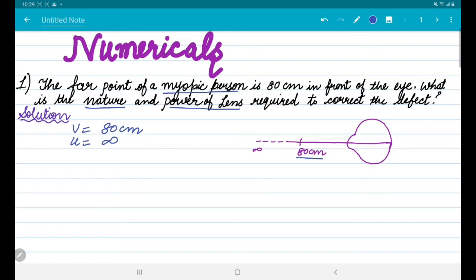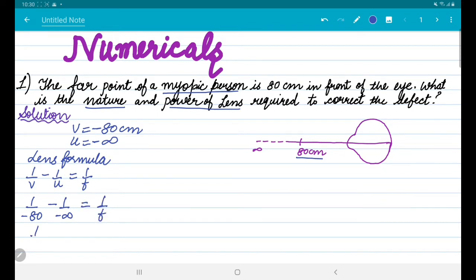As you can see in the diagram and taking the sign conventions, u will be minus, v will also be minus, as both are at the left side. We will use the lens formula, 1 by v minus 1 by u is equal to 1 by f. We'll put the values. v is minus 80 and u is minus infinity.